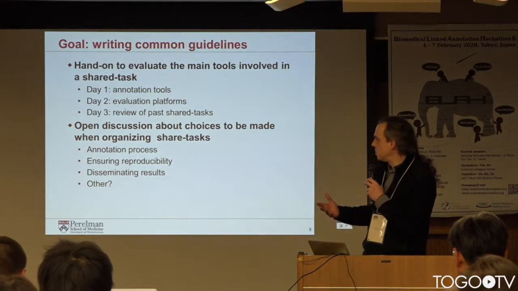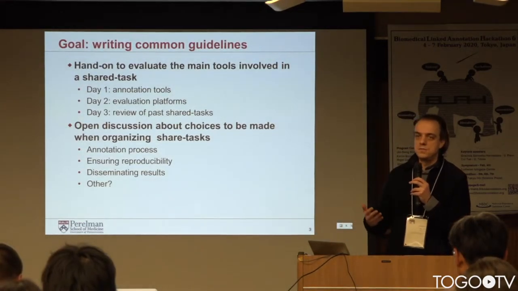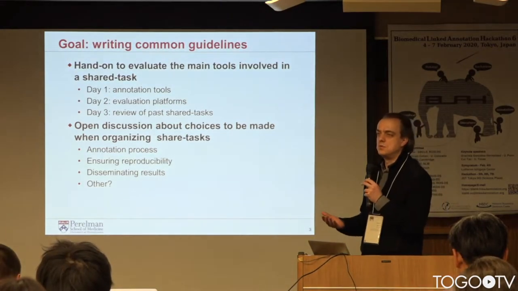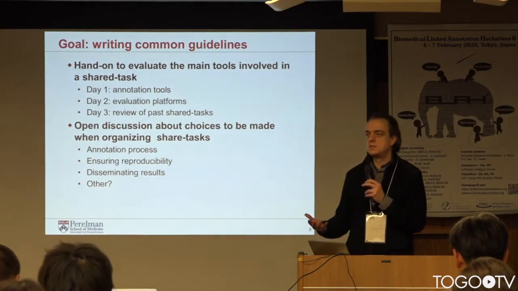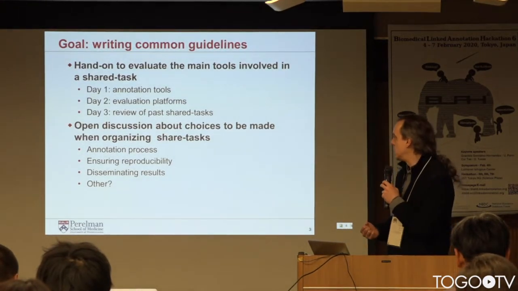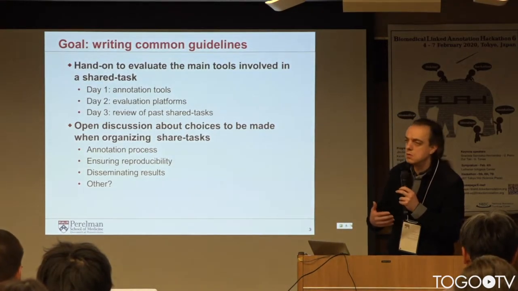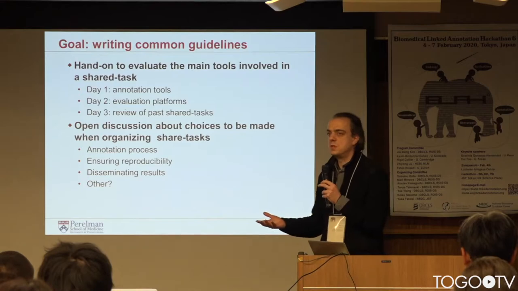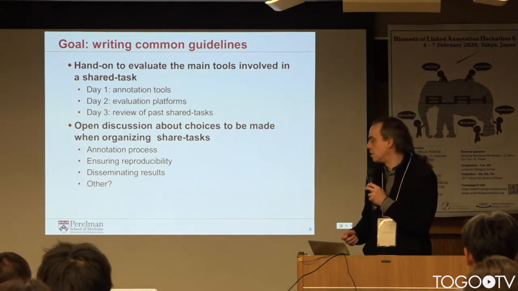These questions can be about the annotation process. A generic question like, how much data do I have to annotate? Do I have to double annotate the data? Do I have to balance my data for annotation or not? And during the main task itself, how do I ensure that people will be able to reproduce the results that are produced during the shared task? Who can I register? Do I register only academics? Do I register students, normal people, private companies? All these choices have to be made and will impact the results of your shared task.